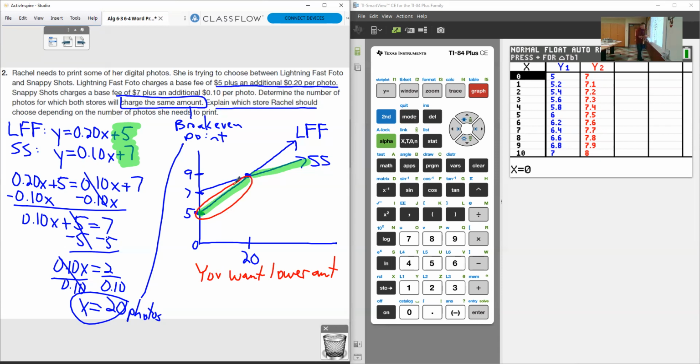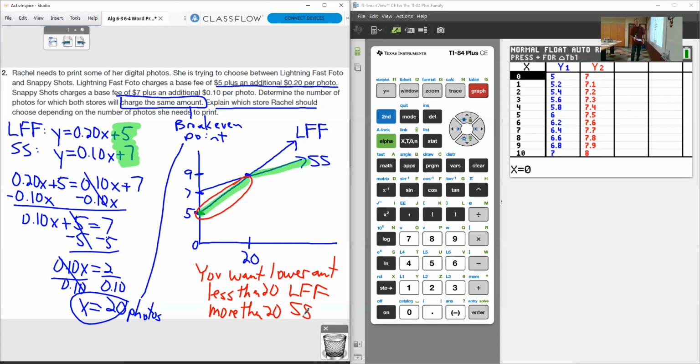If you're going to purchase less than 20 photos, you want to use lightning fast photo. If you're going to purchase more than 20 photos, you're going to use snappy shots. If you're going to buy exactly 20, it doesn't matter because they're the same price. You want the lower part on the graph.